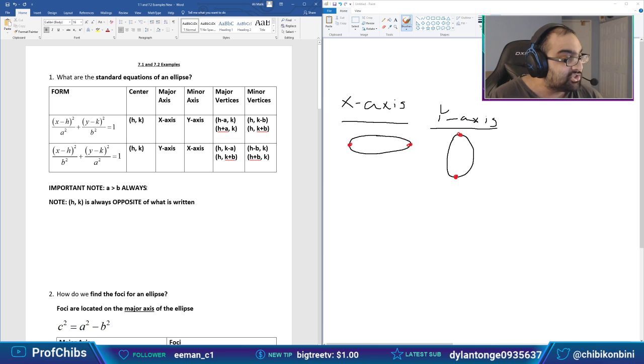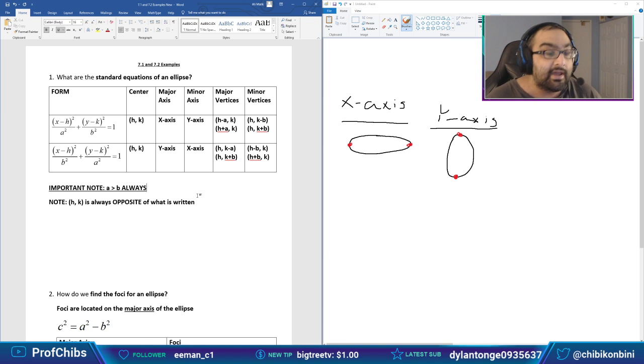One thing that's always true, and very important, is this little note I put here: a is always going to be bigger than b. This is always going to be true, okay? So you need to be very aware of that. a is always going to be bigger than b. So we're going to have one number squared and another number squared, and one's going to be bigger than the other in order to do this ellipse.